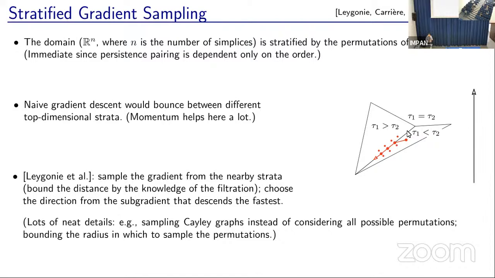Both the standard approach and this approach treat persistence as a black box. I give you some simplices, I give you a filtration, I get a pairing between these simplices, and that's all the information that I use. But of course, many of you work with persistence and you know that there's a lot more information under the hood, we're just not showing these persistence diagrams.